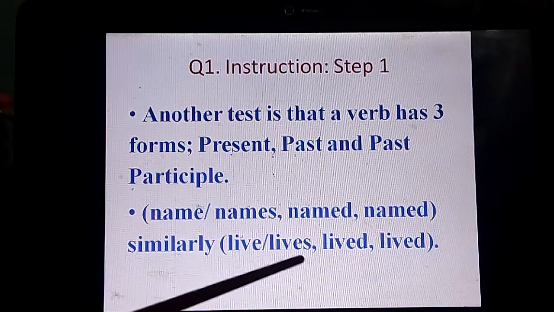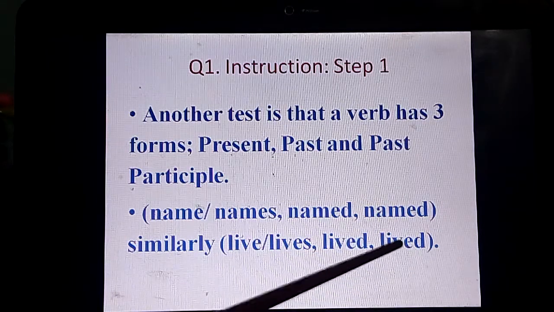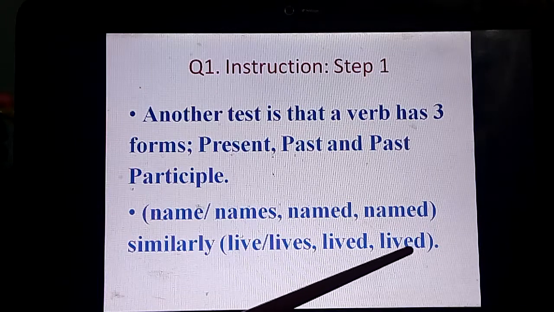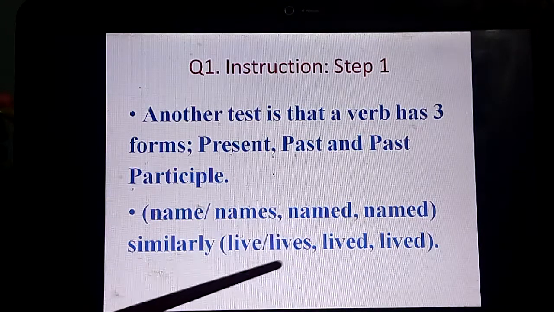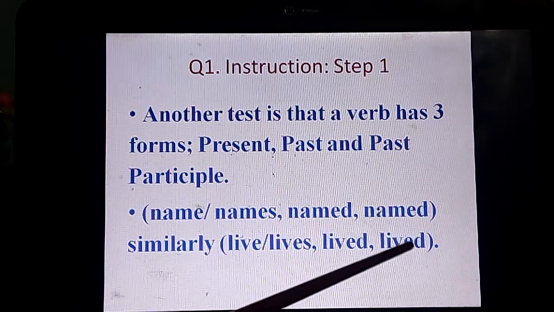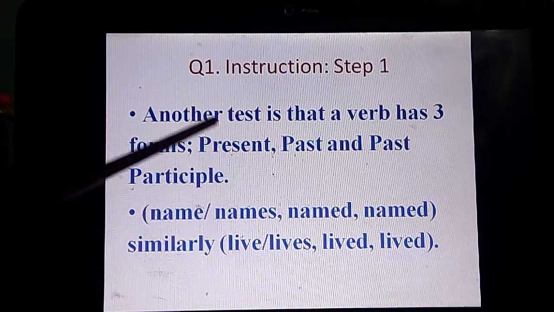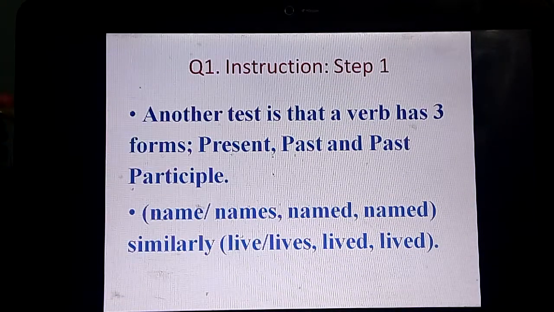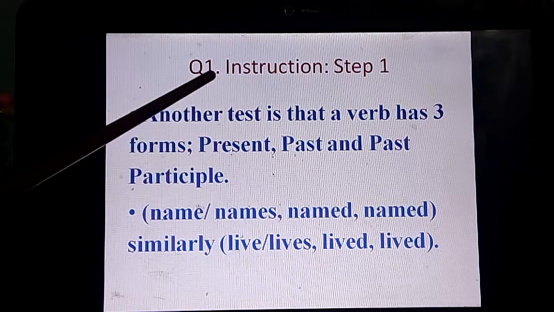So live and lives are the present form, lived is the past form, and lived again is the past participle form. So there are three forms of the verb. This is the first form, this is the second form, and this is the third form of the verb. And then the fourth form is we add ing here, living. So in this way we have identified these two words as verbs.